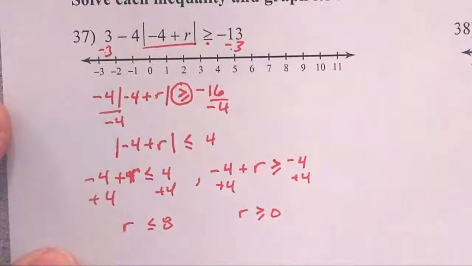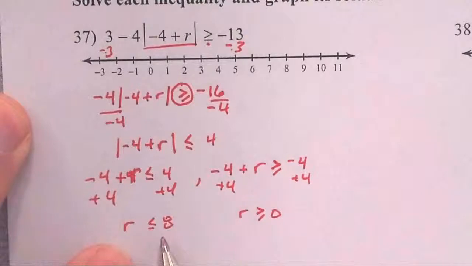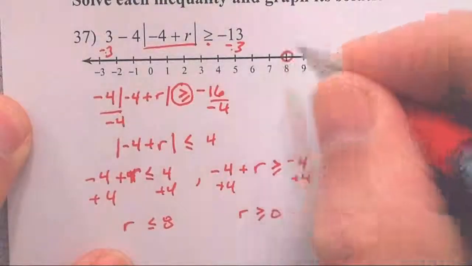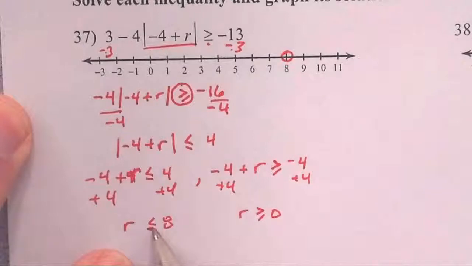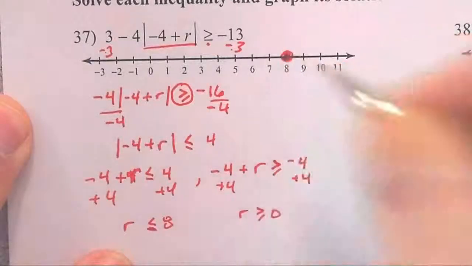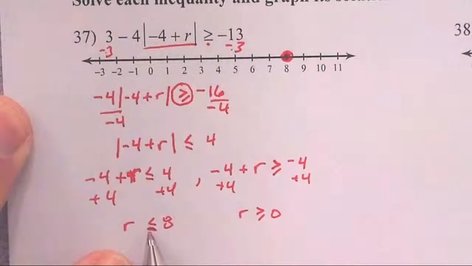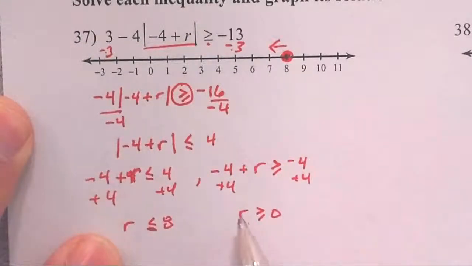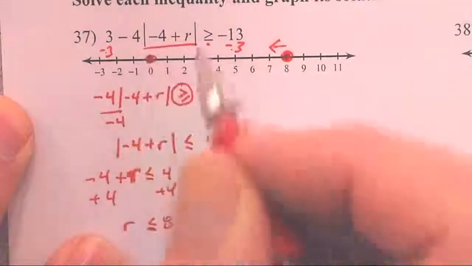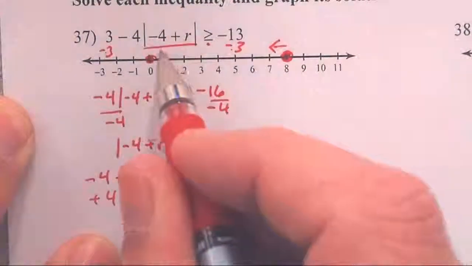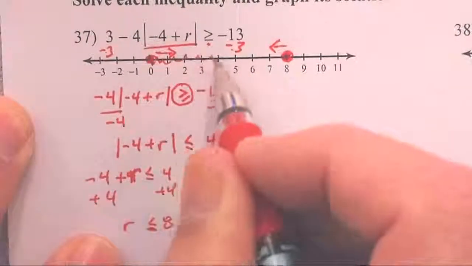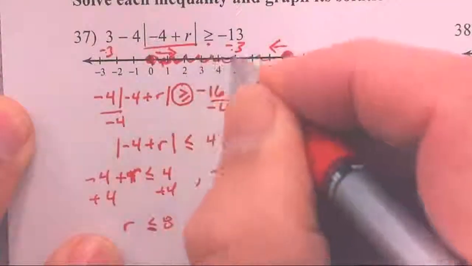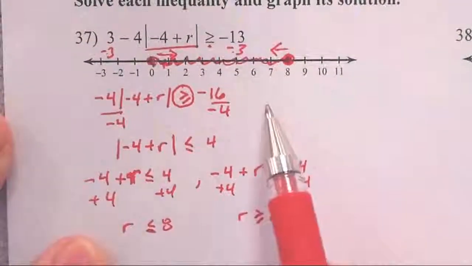Let's take a look at our number line, how we would show that. I'm going to find 8 on the number line. 8 is here, and because I'm allowed to be equal to 8, I'm going to fill that in, to say you can touch 8. If this was just less than, I'd leave a circle around 8. And this says I'm interested in numbers that are smaller than 8, this way. r greater than or equal to 0. I go to 0. It gets filled in. I want numbers that are bigger than 0, this way. And so now I've got my numbers between here, and that's the number line answer.